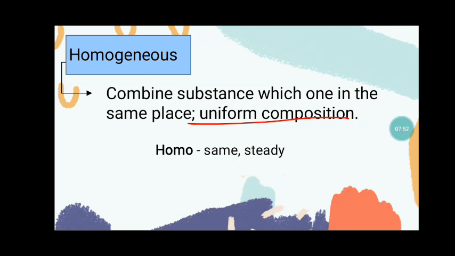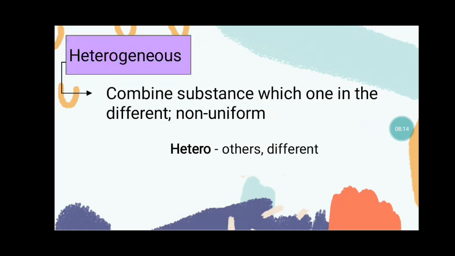So, homogeneous, take note. Homo means same. It has a uniform composition. Pag sinabing uniform composition, the particle can't be seen by the naked eye. Hindi makikita ang particle ng ating naked eye. I hope that's clear. Now, let's proceed sa ating next slide, which is heterogeneous mixture.